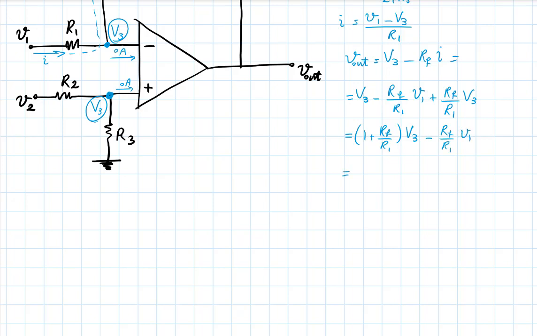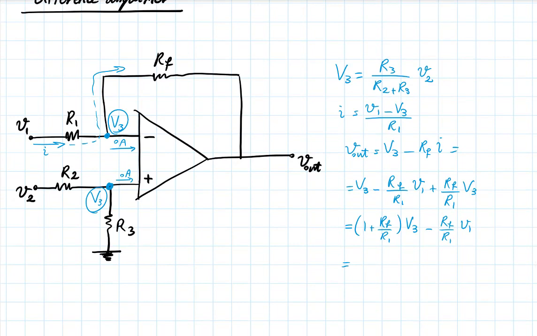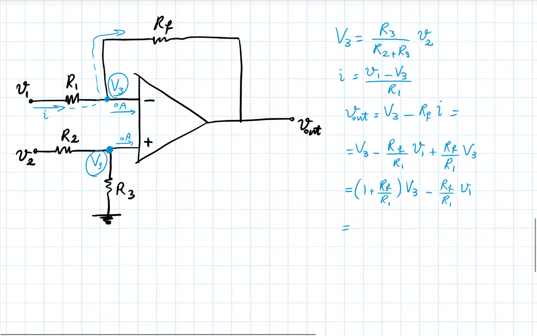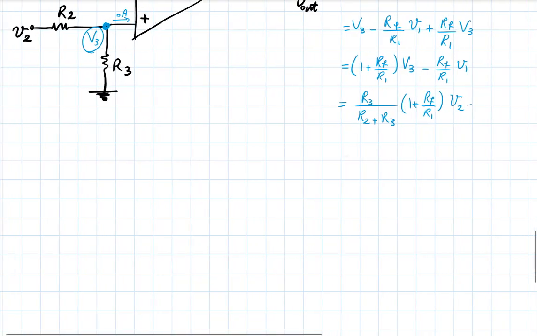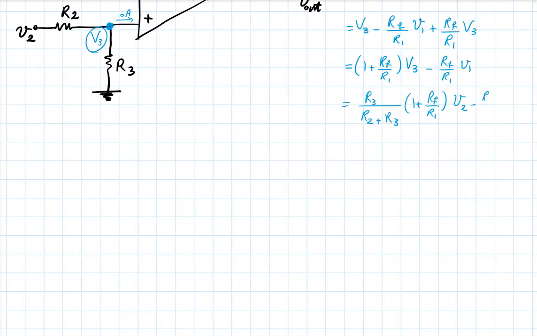And if I replace V3 from there in terms of V2, which is my input voltage, I'll have R3 over R2 plus R3 times this. So this is your V out.